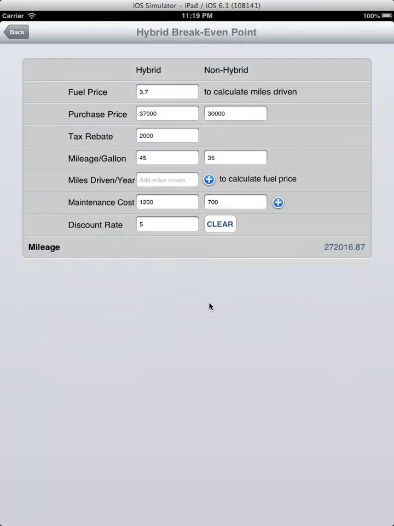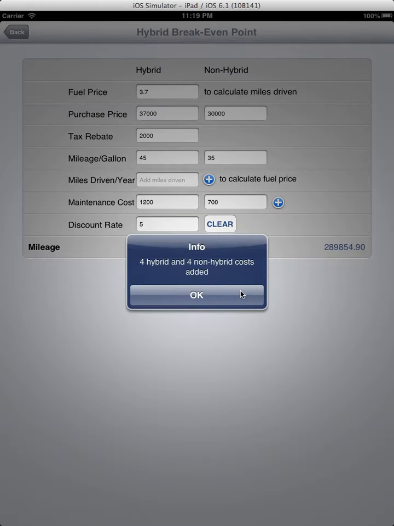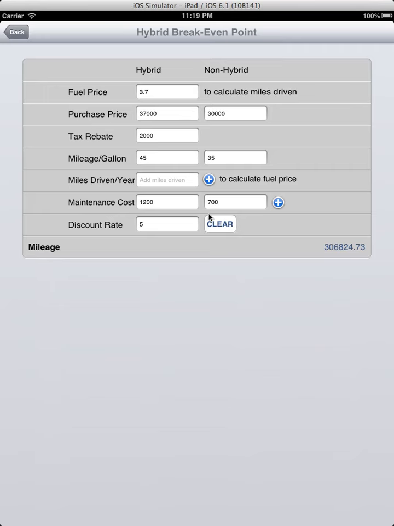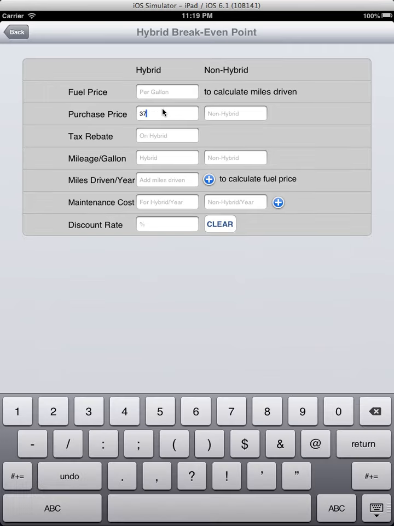Okay, that's how many miles we need to drive to break even. So now let us clear up everything. We need to find out the fuel price. So purchase price is 37,000, and here it is 30,000. Then 2,000 is the tax rebate, 50 and 30.